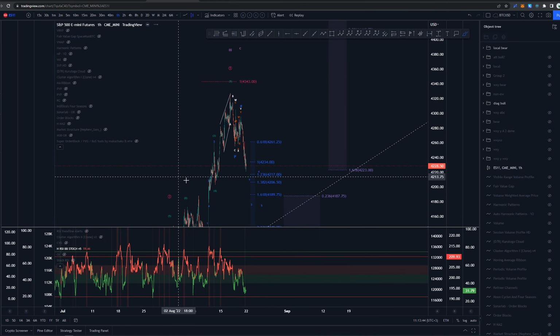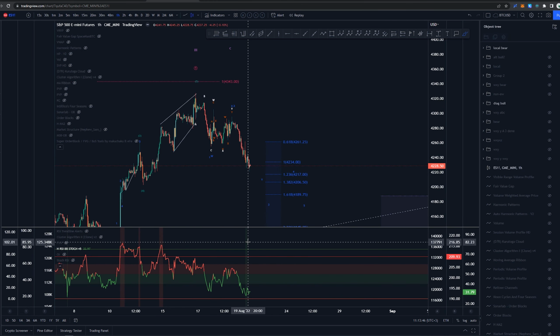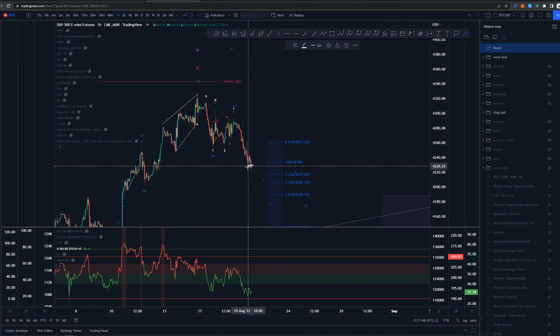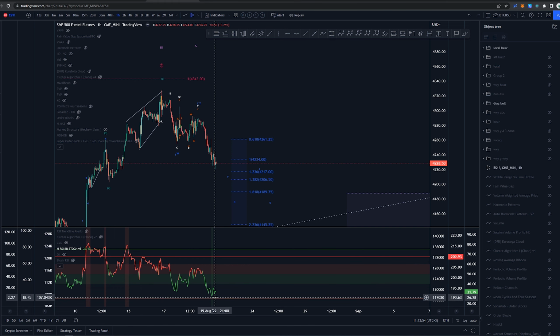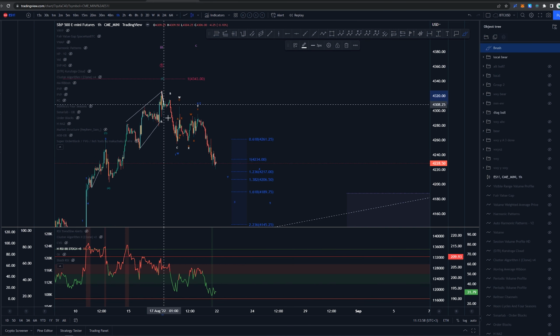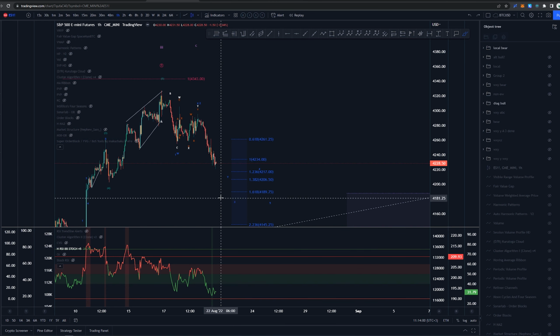Let's take a look at the higher time frame. We do have that on 1 hour where the wave Y has erased the wave W, as in divergences, which is again what we're looking for in any 3-wave structure.